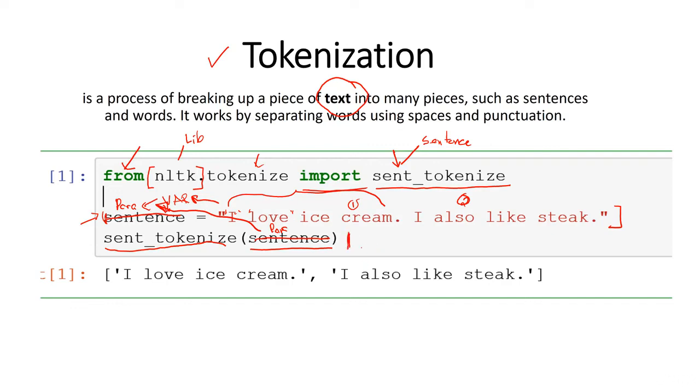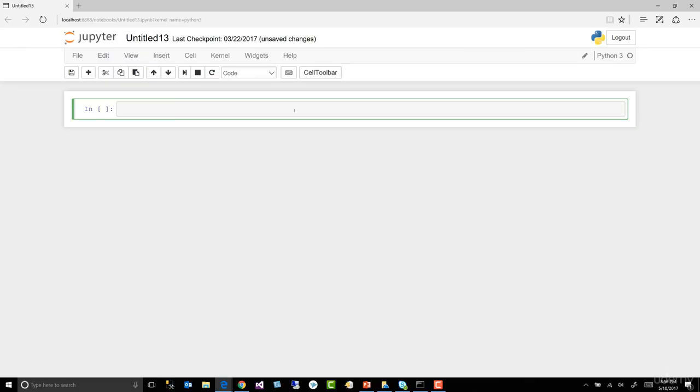And it did that. When we put our cursor in the cell here and hit Control Enter, it did exactly what we asked it to. It tokenized our paragraph into two sentences. Right. That is the very basics of tokenization, and it's what we're going to be talking about in an in-depth fashion in this course.